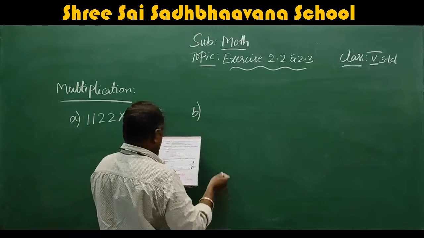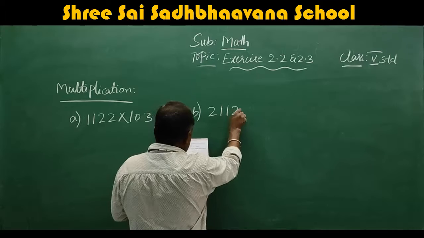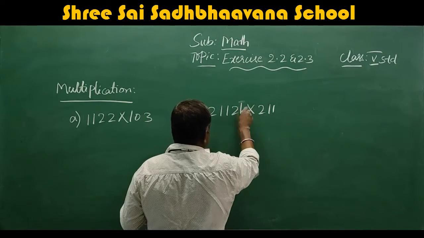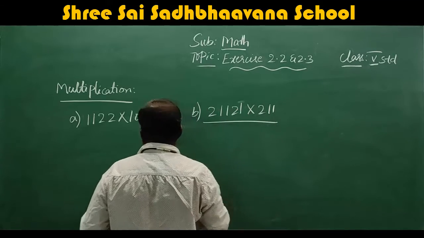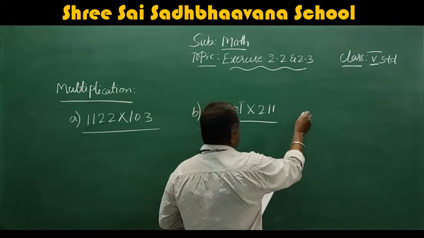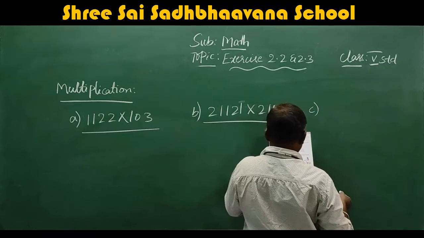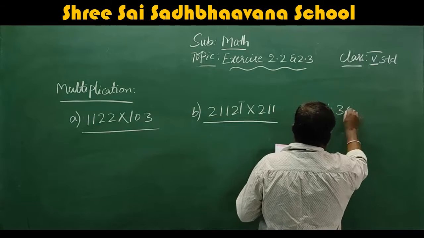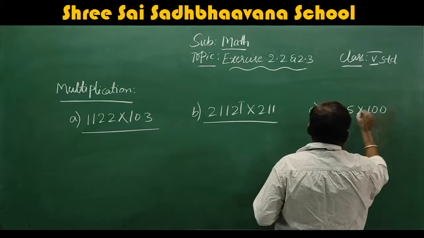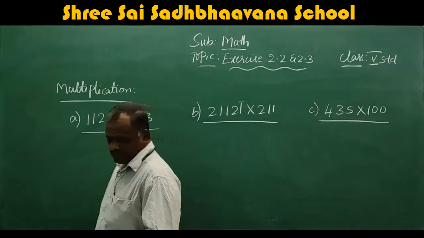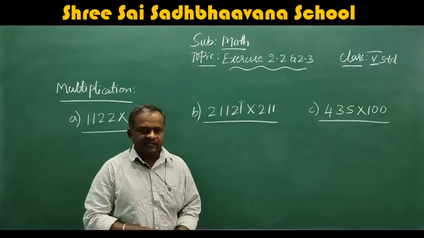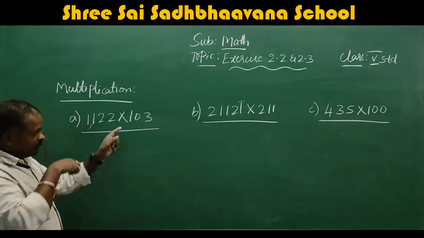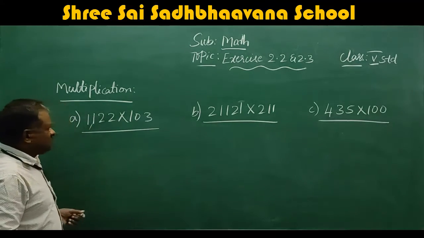B problem is 21121 into 211. This is the second problem. Okay. The third problem is 435 into 100. We will do these problems. Okay. So the first one is 1122 into 103. We will do first.